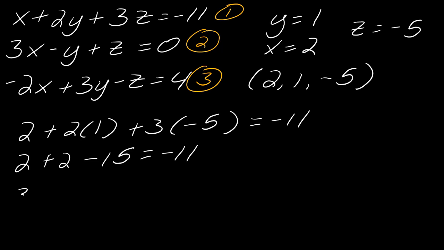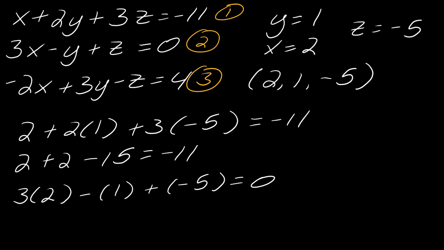The second one, now I'm going to plug this in. This becomes 3 times 2 minus 1 plus -5 equals 0. So this will be 6 minus 1 minus 5. That definitely equals 0.